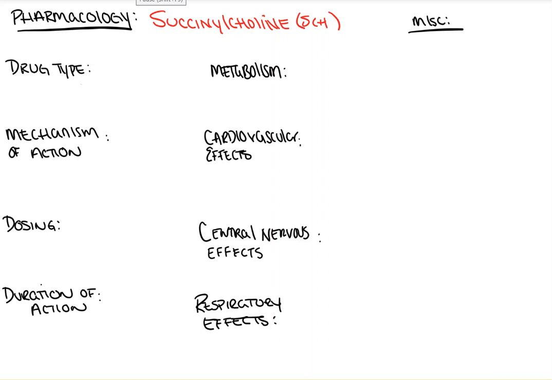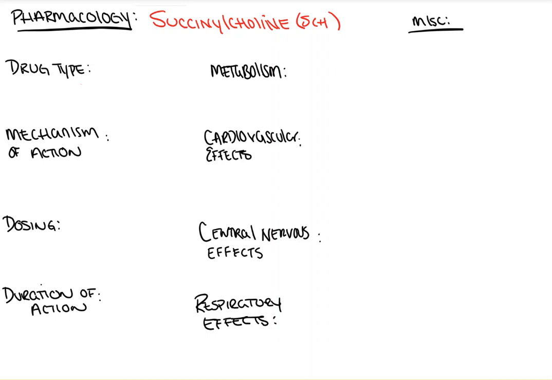Hi everyone, in this video from Count Backwards from 10, we're going to take a look at part 1 of 2 at our depolarizing neuromuscular blocking agent, succinylcholine, or SCH for short. This is our only depolarizing neuromuscular blocking agent used in humans and in clinical practice.